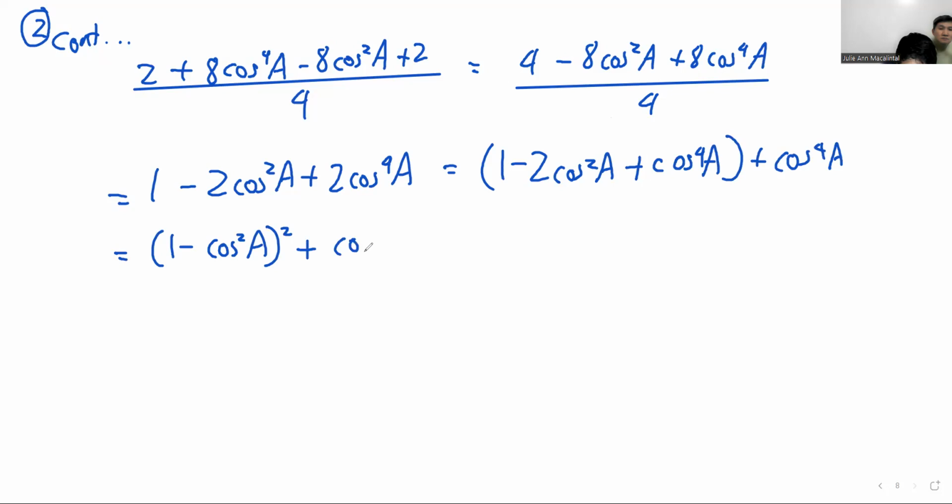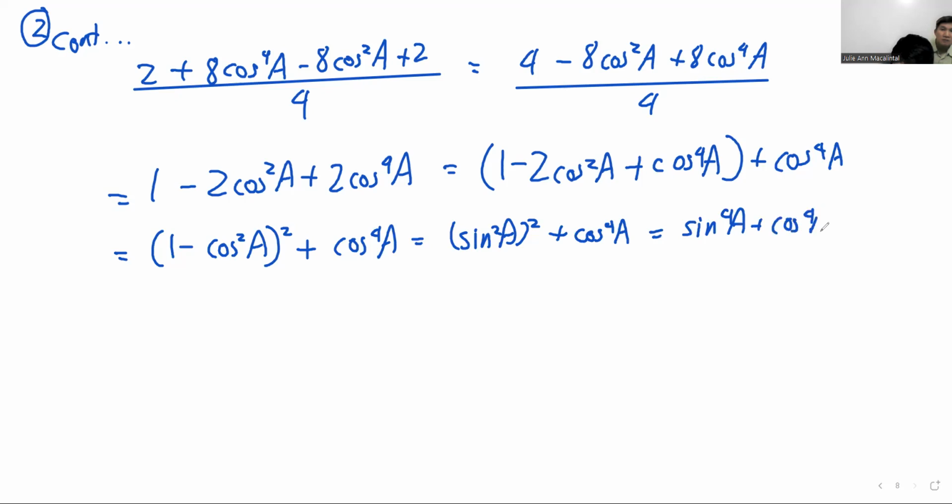So cosine to the fourth A is equal to sine squared A squared plus cosine to the fourth A, which is equal to sine to the fourth A plus cosine to the fourth A, which is LHS. So again, RHS is equal to LHS. Yes, nice.